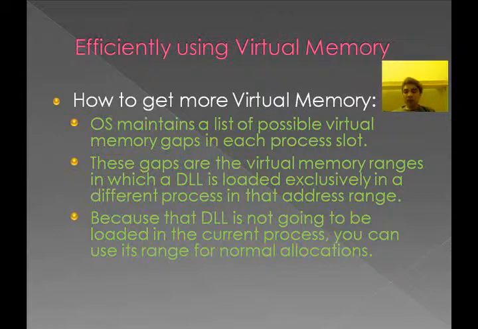Then whoever loads that DLL, the kernel will know that the DLL is exclusive for that process. That's the way you are telling the system. And because of that DLL being loaded in a certain process, the DLL hole or DLL gap is created for the DLL in other processes. Then the kernel tracks those holes so that it can reuse them. So these gaps are the virtual memory ranges in which a DLL is loaded exclusively in a different process in that address range. I just explained it. And the third point: because that DLL is not going to be loaded in the current process, the kernel will allow the application making the call to reuse that virtual memory.